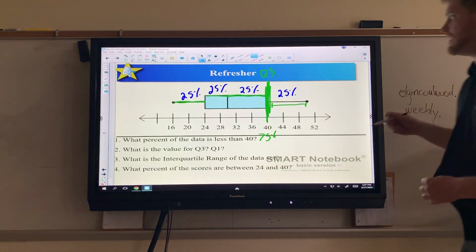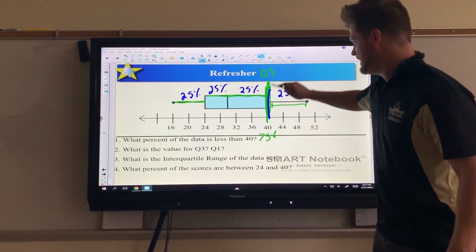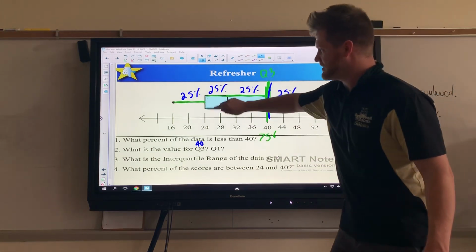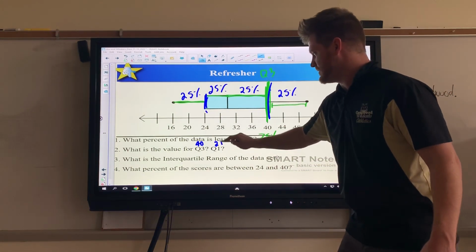What is the value of Q3? Well, we just said Q3 is going to be 40, and Q1 is the start of the box, that's going to be 24.